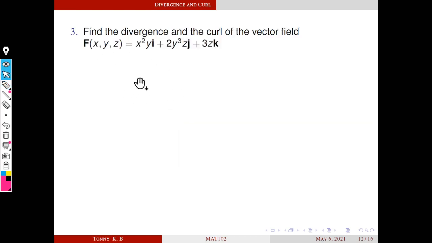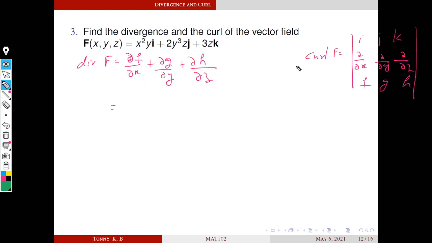Next problem. Find the divergence and curl of the vector field f(x, y, z) = x²y i + 2y³z j + 3z k. First you write the formulas of divergence and curl, then you compute the divergence and curl of this function. These are the formulas for evaluating divergence and curl. First we have to evaluate the divergence. The component functions are f = x²y, g = 2y³z and h = 3z.